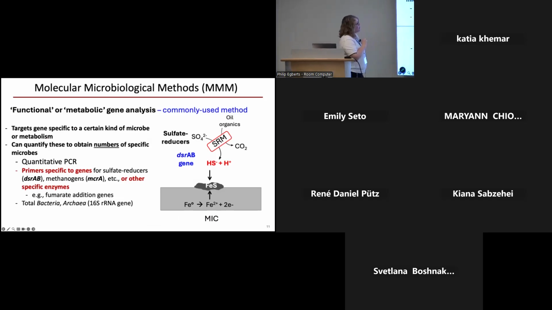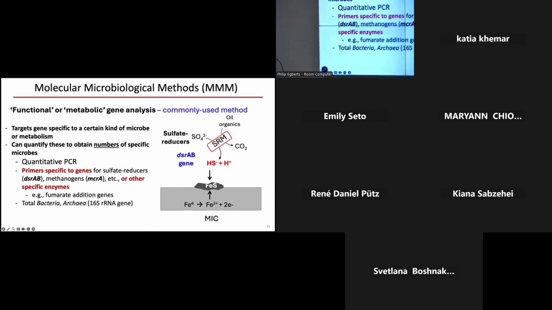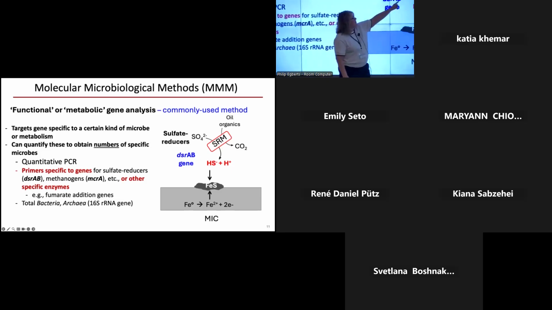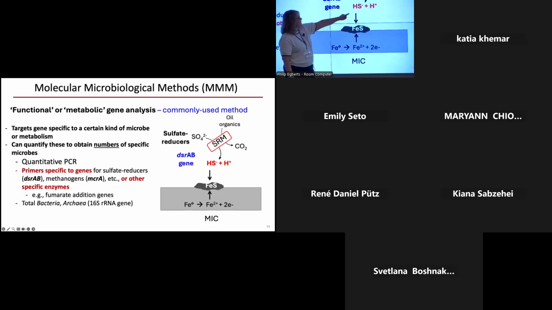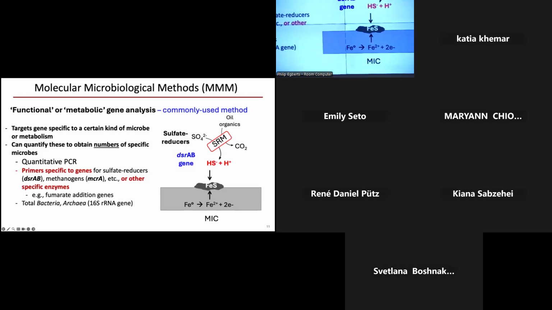From the DNA, we can also target other types of genes of interest. So we can do something called functional or metabolic gene analysis. When I was showing you earlier this diagram looking at the mechanism, we know that the gene that is really important in the process of converting sulfate to sulfide is encoded by this gene, DsrAB. It encodes one of the main and really important enzymes in that sulfate reduction pathway.